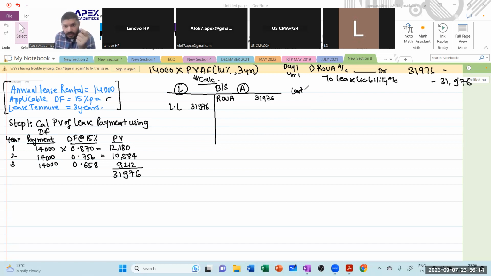On the last day of year 1, I will charge a depreciation. On what? On the right of use asset. I will depreciate it over a 3-year period. So 31,976 will be depreciated for 3 years. What is the entry? It will be 10659. Is that okay if I take 10659? I'm rounding it off. I'm making partitions here because the depreciation will be given every year.